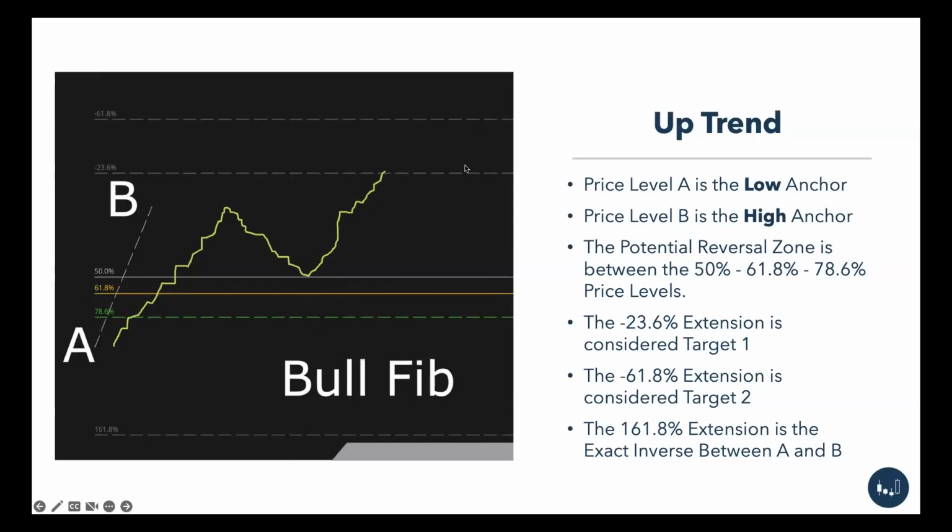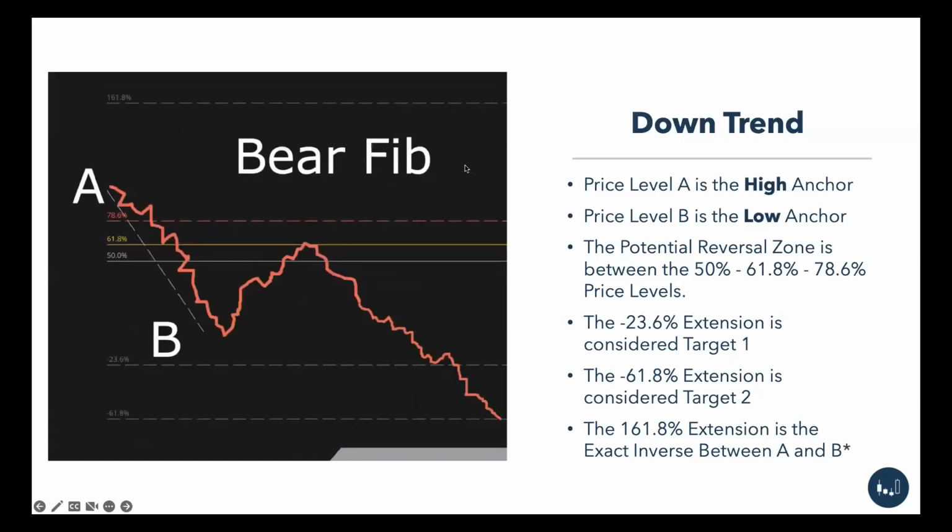To the opposite side of that, looking at a downtrend, we have our anchors. A is the high anchor, B is the low. So this would be called a high to low. You have the same math in the middle as far as the potential reversal zones. You have the same math for the extension target 1, target 2, and you still have the 161.8, which is the exact inverse between A and B. So we have a bull fib retracement and a bear fib retracement. And over the last several weeks, we've seen a lot of both of these across the broader markets.